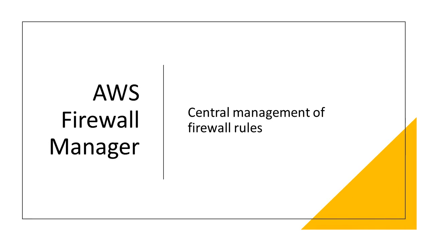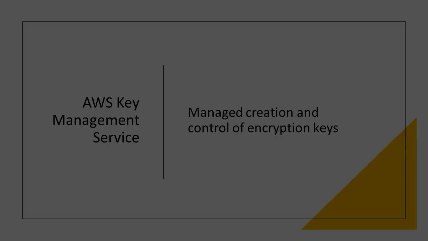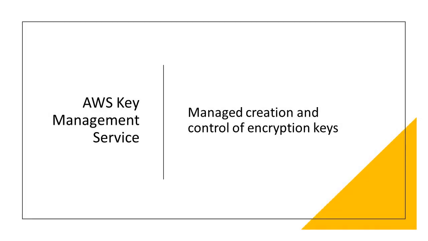AWS Firewall Manager Service. AWS Firewall Manager is a security management service which allows you to centrally configure and manage firewall rules across your accounts and applications in AWS Organizations. In case new applications are created, Firewall Manager makes it easy to bring new applications and resources into compliance by enforcing a common set of security rules. AWS KMS Service. AWS Key Management Service makes it easy for you to create and manage cryptographic keys and control their use across a wide range of AWS services and in your applications.